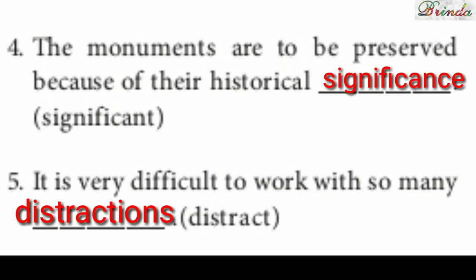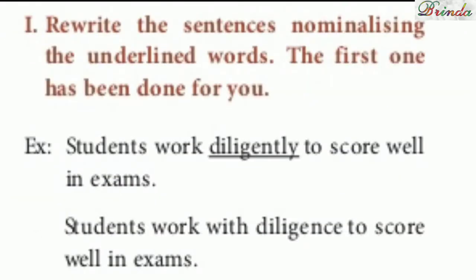Fifth one, it is very difficult to work with so many dash. Bracket word is distract. It is very difficult to work with so many distractions. Fine, children? Okay, moving on to next section I. Rewrite the sentences nominalizing the underlined words. The first one has been done for you.